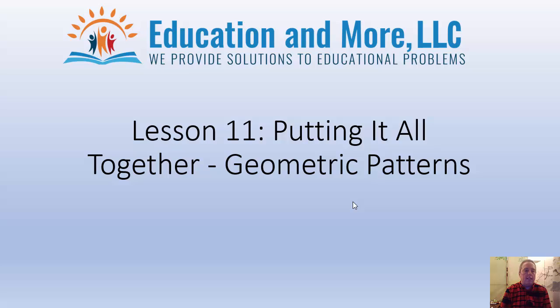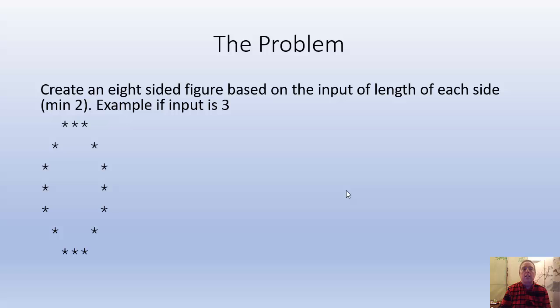Now, I'm going to give a very small example using geometric patterns. It's like one of the problems I gave you before, except it's a little bit harder. It's an 8-sided figure, and we want to be able to draw that. So let's go ahead and take a look at it. The problem is: create an 8-sided figure based on the input of the length of each side. So a minimum of 2, of course. If it's only one, then it's just a star. For example, if the input is 3, this is what your picture would look like.